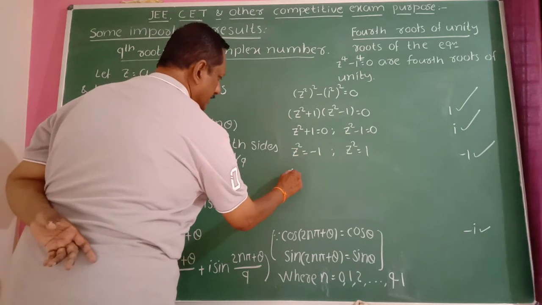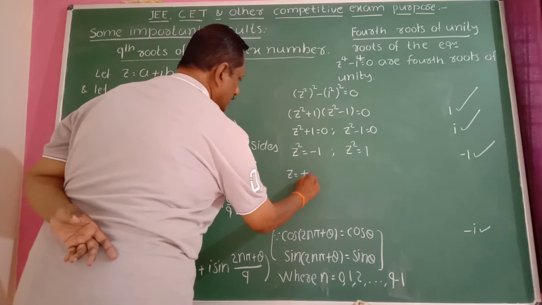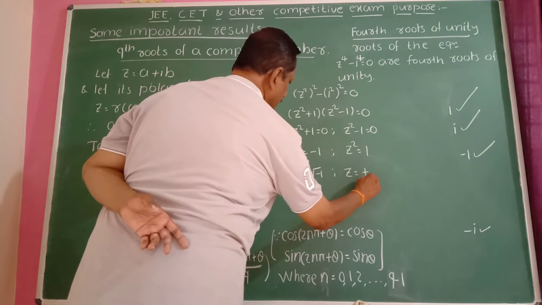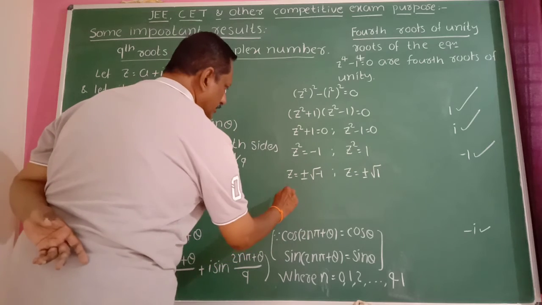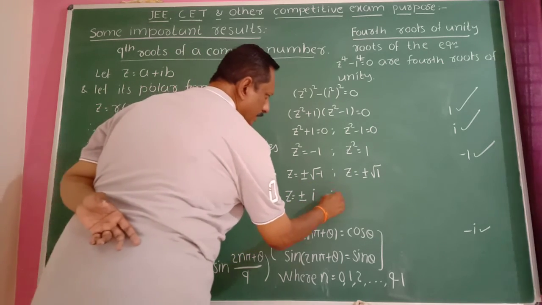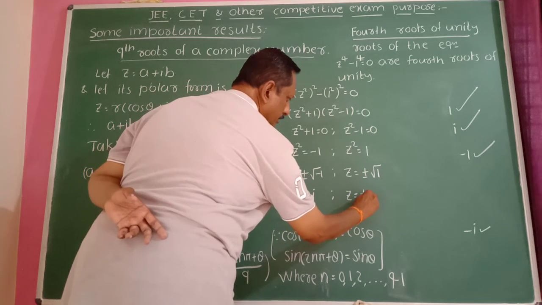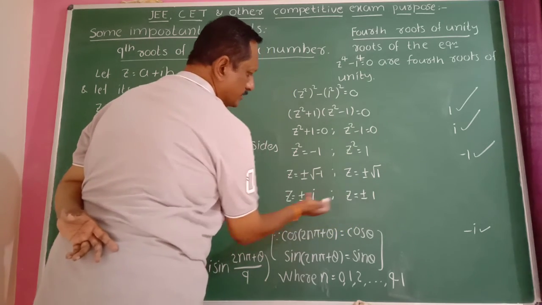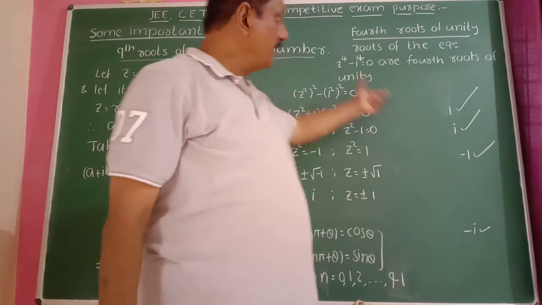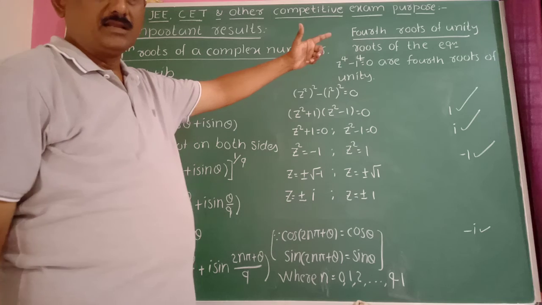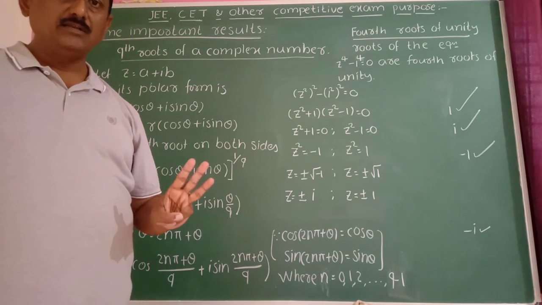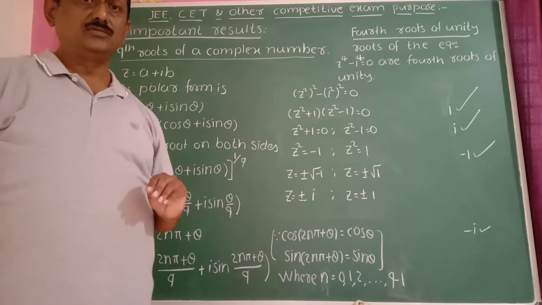Take the square root on the right side. So z is equal to plus or minus root of minus 1 here, and here z is equal to plus or minus root of plus 1. So z is equal to plus or minus square root of minus 1, which is i, and the square root of 1 is 1. So plus or minus 1, plus or minus i: 1, i, minus 1, minus i are the fourth roots of unity. Therefore square root has 2 roots, cube root has 3 roots, fourth root has 4 roots and so on.